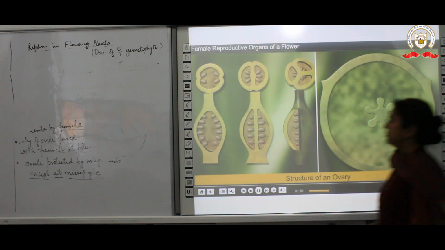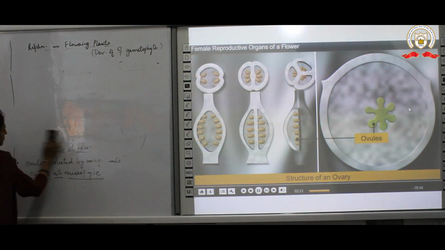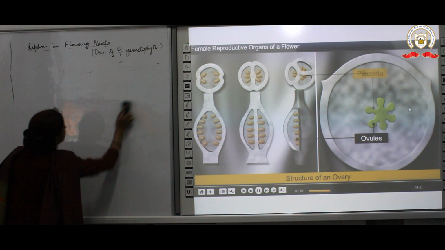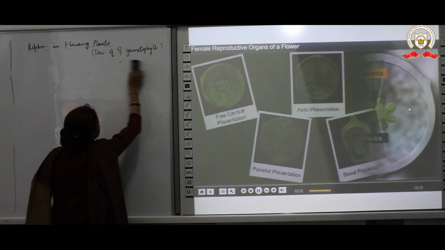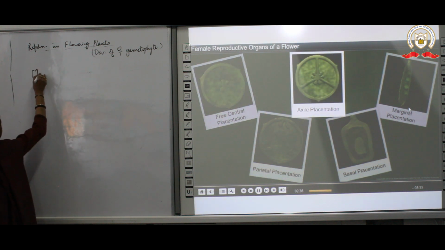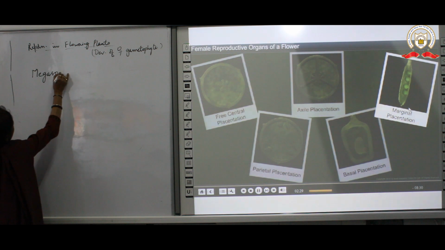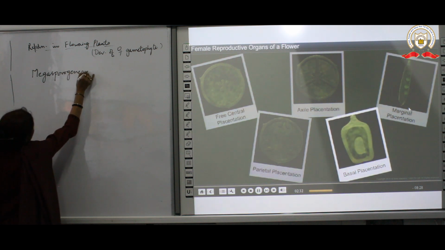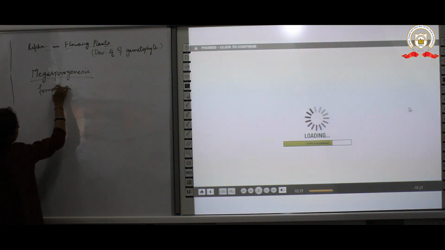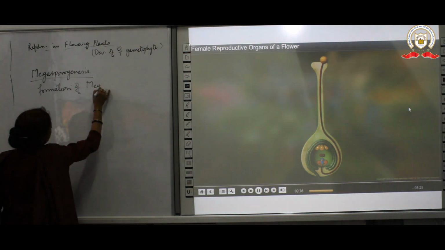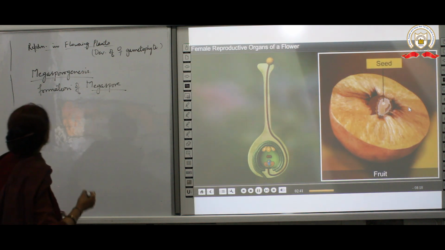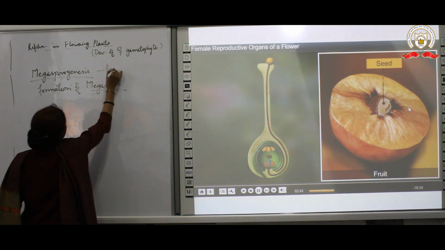Within the locule, you will find ovules or megasporangia that are attached to the ovary wall in a region called the placenta. These ovules may be arranged in central, axial, marginal, parietal or basal placentation. Moreover, after fertilization, the ovules form seeds while the ovary develops into a fruit.